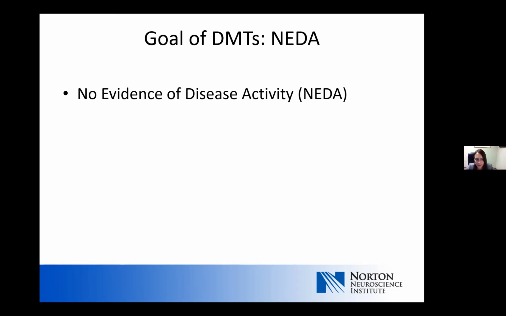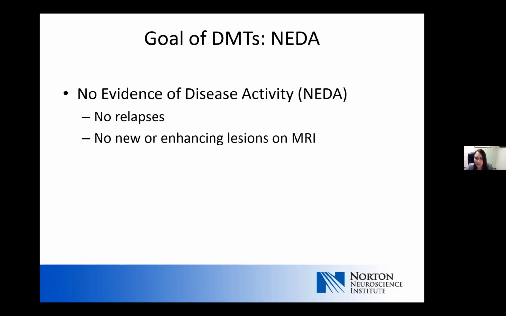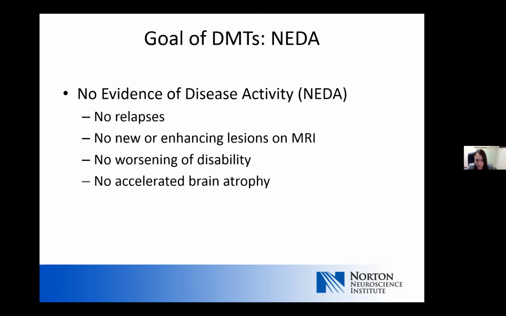All right, what NEDA means is no relapses or attacks, no new or enhancing lesions on the MRI, no worsening of disability. So I don't want my patient to come in and walk well, and I don't want to see them in 5 years and be walking with a cane. And no accelerated brain atrophy. So we know that patients who have multiple sclerosis have accelerated brain atrophy, especially in the center of the brain, compared to healthy controls. So I would like my disease-modifying therapy to slow that down. And some of our disease-modifying therapies are a little bit better at that than others.